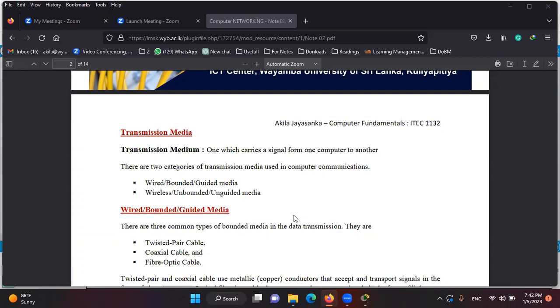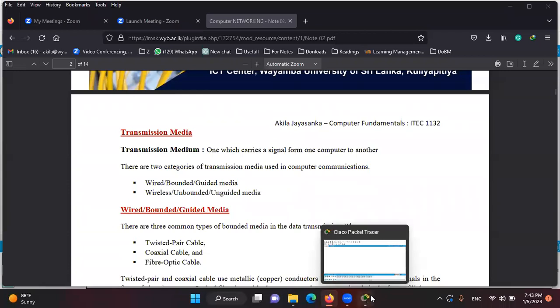Then only we can create a network, right? So in that case, today we're going to discuss what are the available transmission media and what are the differences between those transmission media. Okay. Before that, I want to show you the simulator software, right? We discussed earlier, there are simulators for practicals.